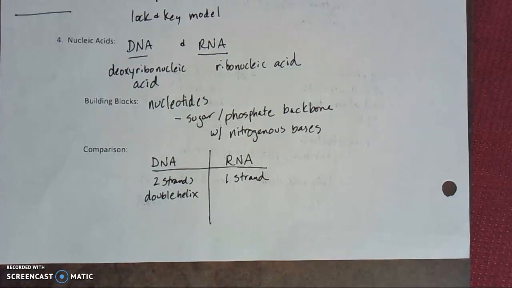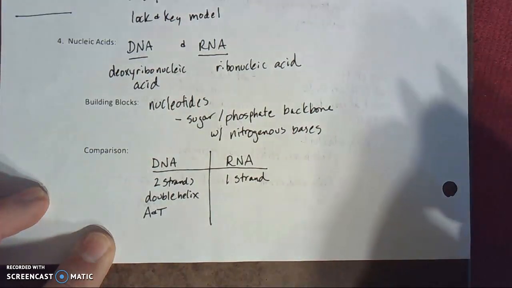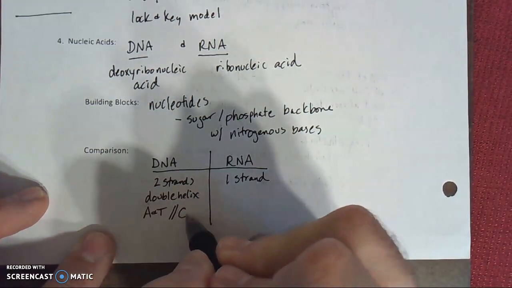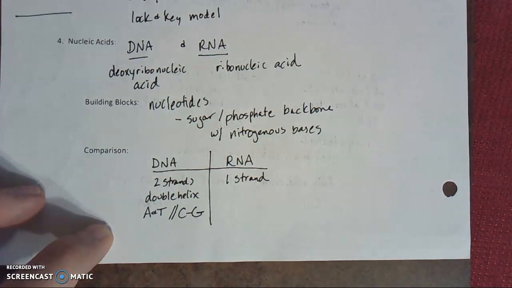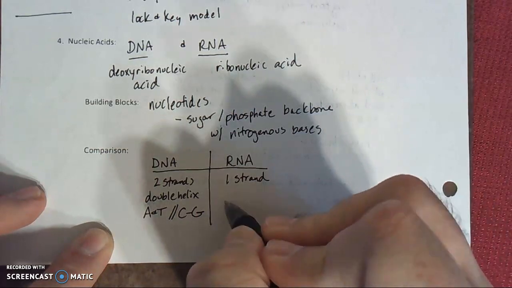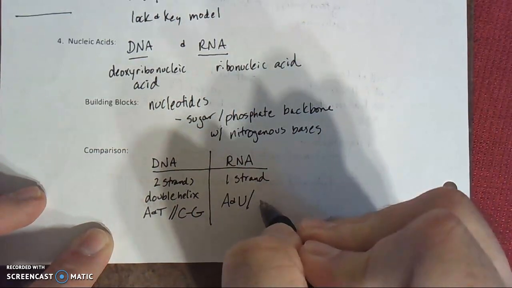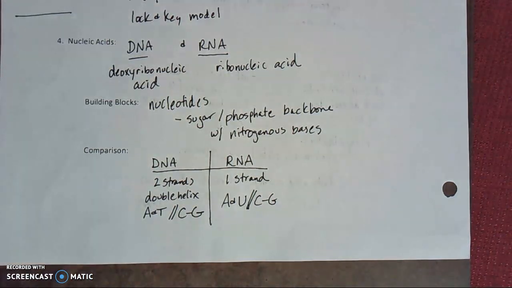The bases, we don't really have to worry too much about their names, we just need to know their symbols. A and T bond together in DNA, C and G in DNA. So adenine and thymine, cytosine and guanine. For RNA, we don't have T, we have uracil, which is given the symbol U. So A and U bond together, and C and G bond together. So there's a slight difference there.